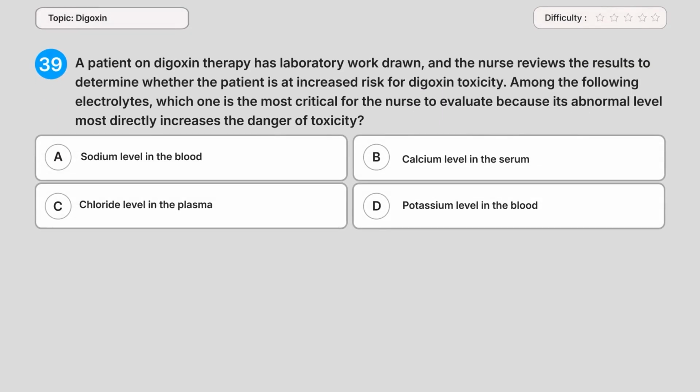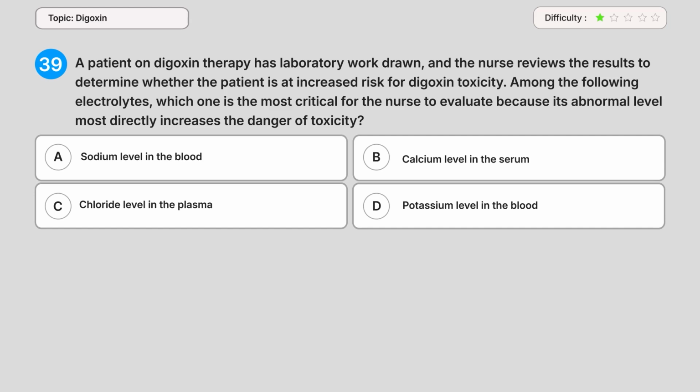39. A patient on digoxin therapy has laboratory work drawn, and the nurse reviews the results to determine whether the patient is at increased risk for digoxin toxicity. Among the following electrolytes, which one is the most critical for the nurse to evaluate because its abnormal level most directly increases the danger of toxicity?